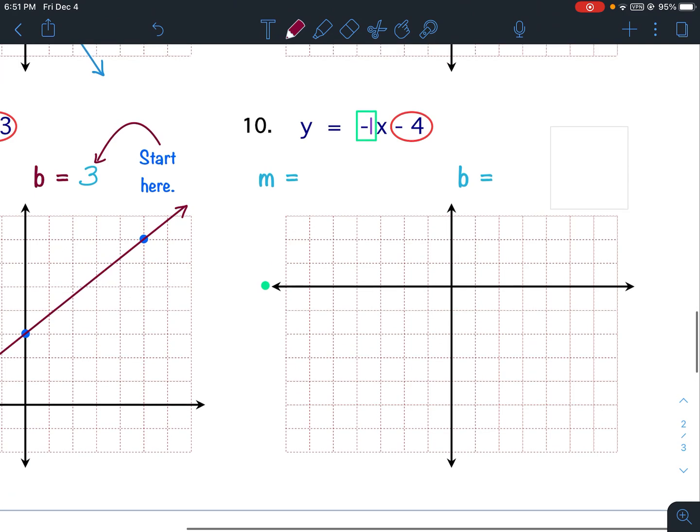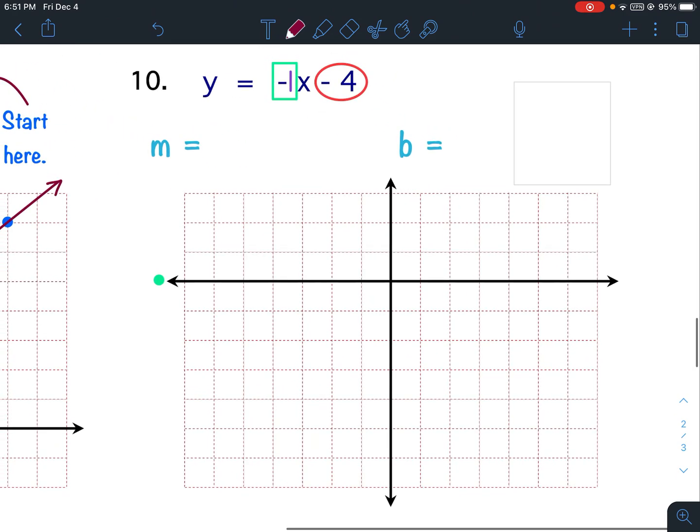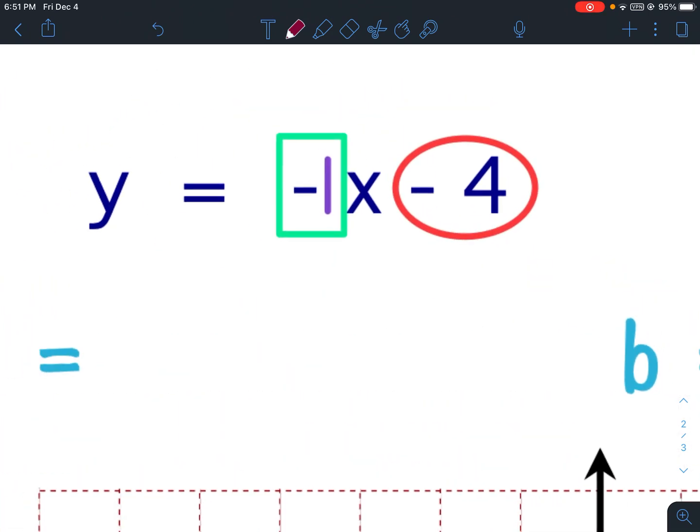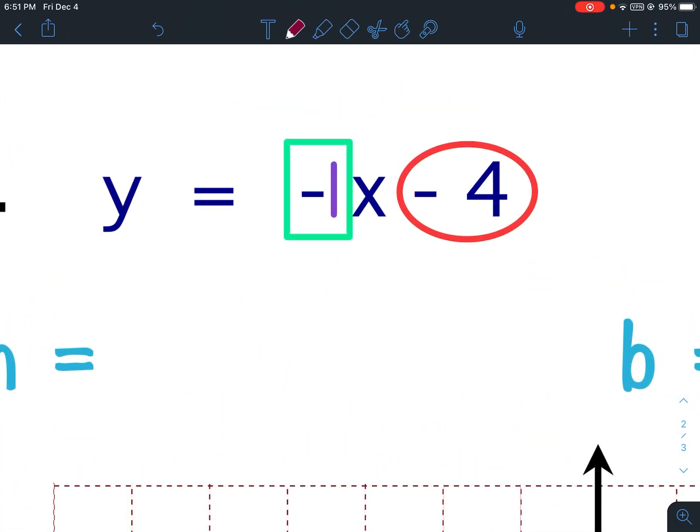Number 10. Now, on your paper, it says negative x minus 4. Remember, when you don't see a coefficient, the coefficient is 1. If you see just a negative sign, that means the coefficient is negative 1. So if you'll notice, I put a 1 between the negative and the x, because negative 1 would be my slope. The coefficient of x is negative 1, so my slope is negative 1.